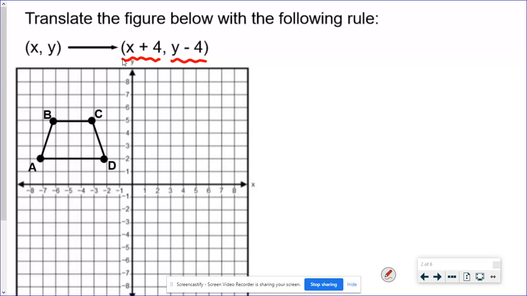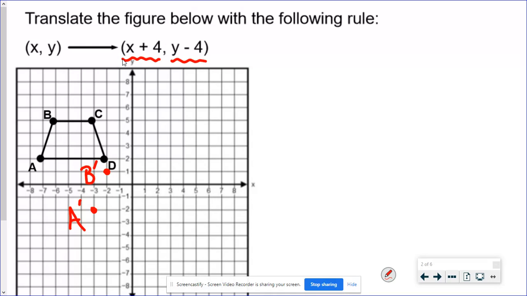So if I just go alphabetically here, point A, I would move 1, 2, 3, 4, 1, 2, 3, 4. I know you can't see me actually moving, but hopefully this makes sense. And now that's A prime. B, moving 1, 2, 3, 4 to the right and down 4. There's my translated point B.